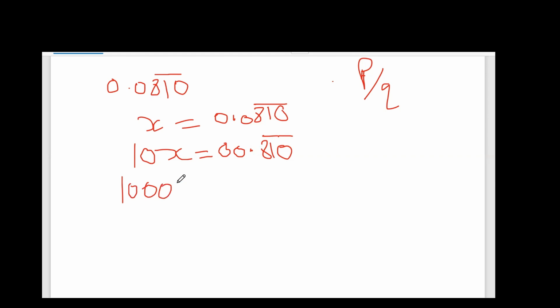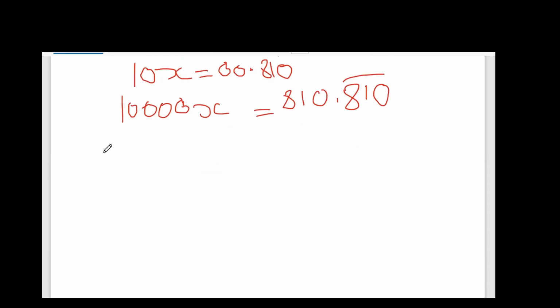X. 10,000x is equal to, so if we move this point 3 times here, it means our number will now begin at 810. Then you have another set of 810 repeating this side, with a bar on top like that. Sweet. Then what's the next step? The next step is to subtract. We want to eliminate this recurring part after the decimal, which is similar to there. So we subtract these two: 10,000x minus 10x. So it will be your 10,000x here.